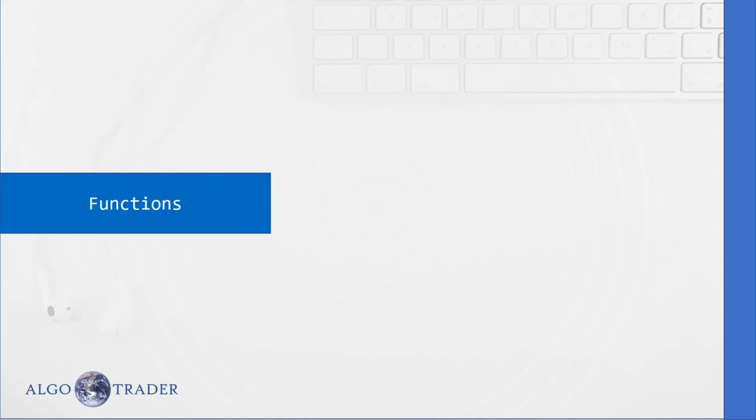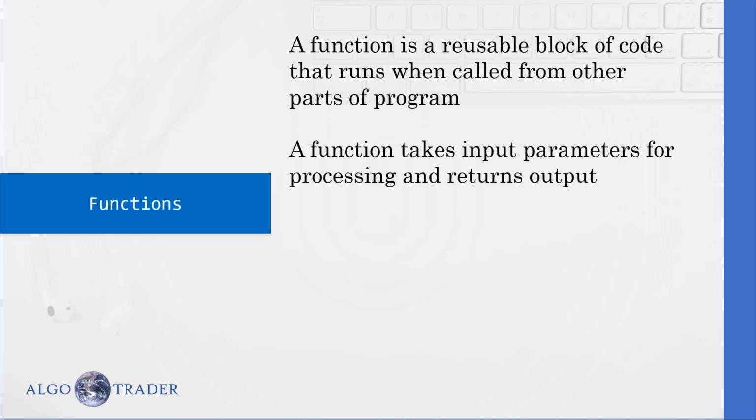Okay, we are done with loops, while and for, and the last topic in this video is functions or methods. What is a function actually? A function is a reusable block of code that runs only when you call it from any part of the program. A function takes some input parameters, processes them, and returns some output.